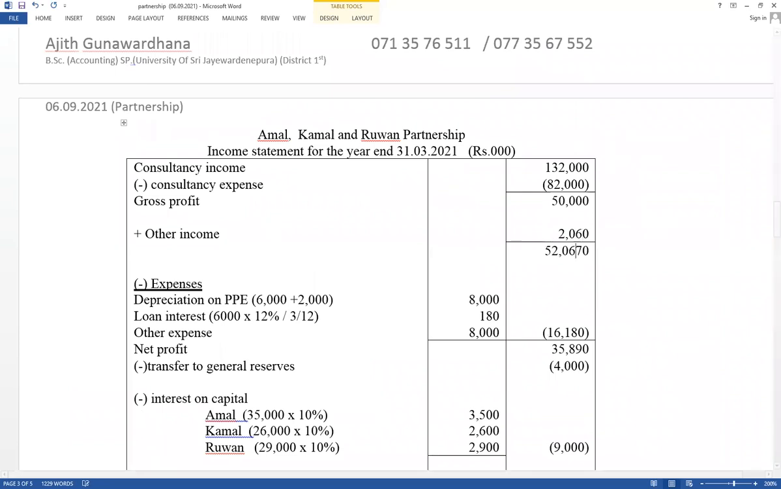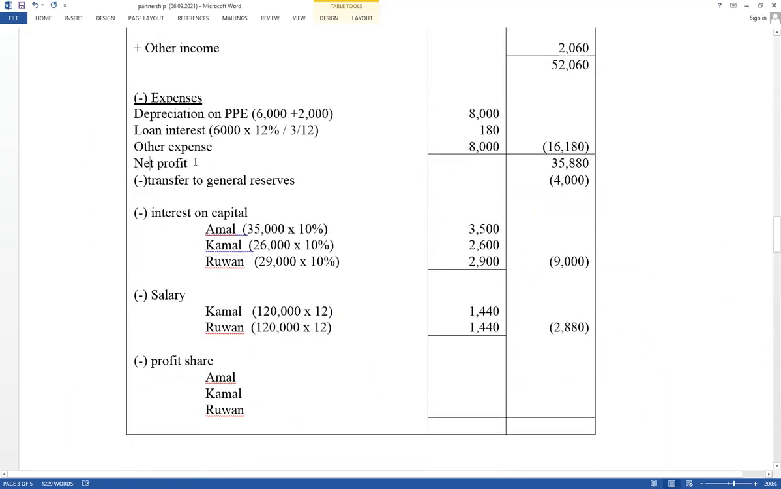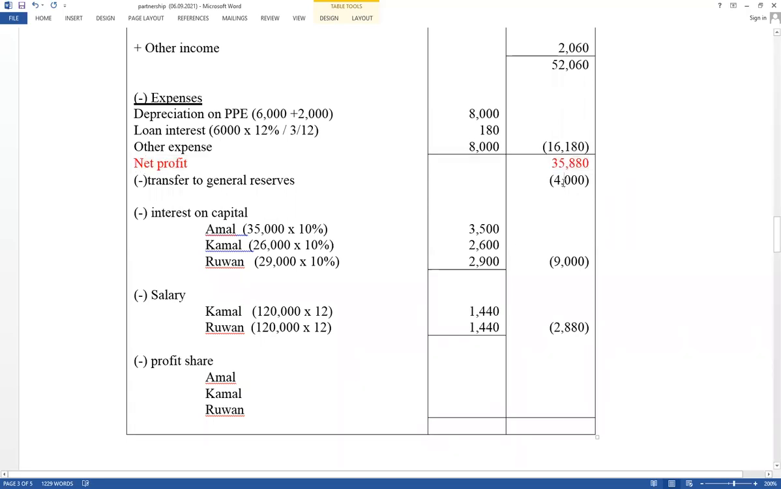Therefore, gross profit plus other income, take value. From that value, deduct this one. Therefore, here net profit equal 35,880. This is the net profit. From that value, deduct transfer to general reserves, interest on capital, and partners' salary, then the balance part as a profit share. Therefore, share of profit here will be equal 20,000. From this value, deduct these three values. Therefore, this is called share of profit.